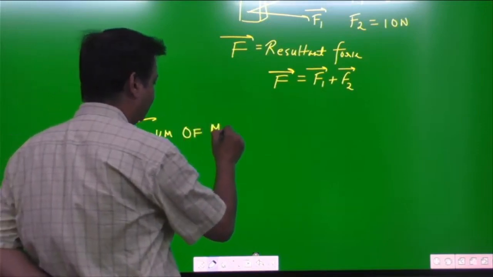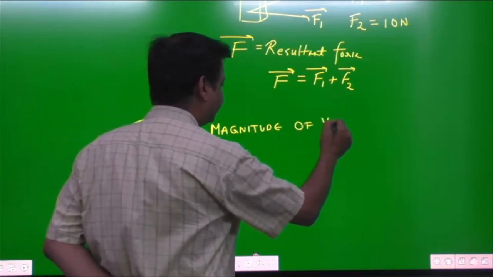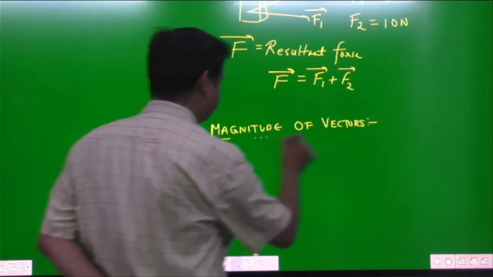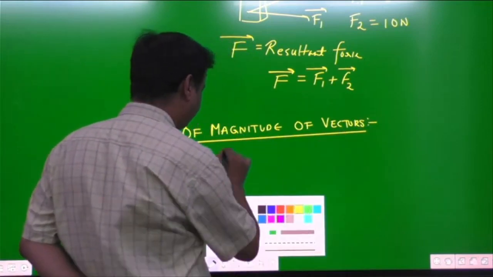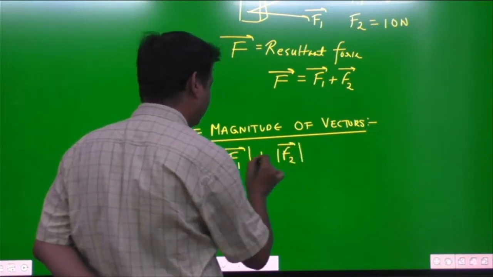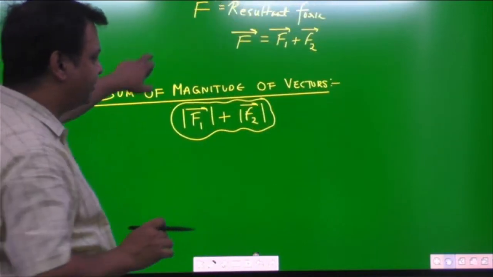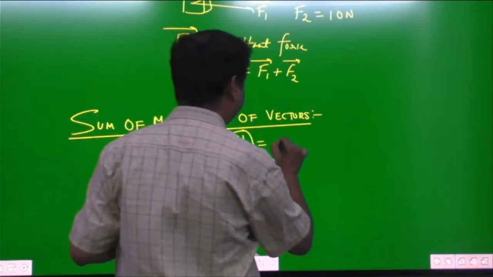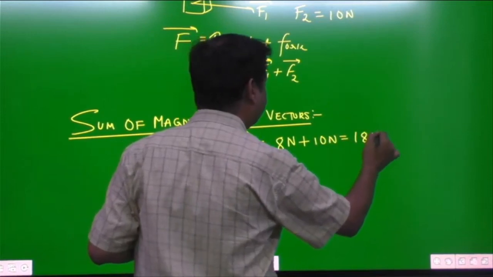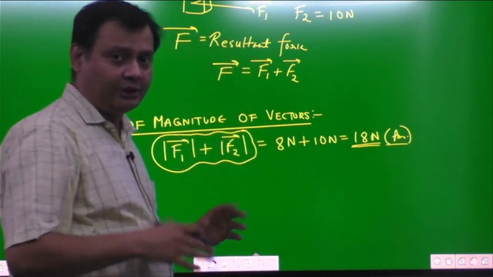So when you write sum of magnitude of vectors, we will take the magnitude, say modulus of F1 plus modulus of F2. This is the meaning of sum of magnitude. This is simple arithmetic addition, nothing else. You will take both the magnitudes and add up. So modulus of F1 will be 8 Newton plus 10 Newton. So you will have an answer how much? 18 Newton. This will be the answer for the sum of the magnitude. There is no vector addition in this case. We are not dealing with any vector addition.